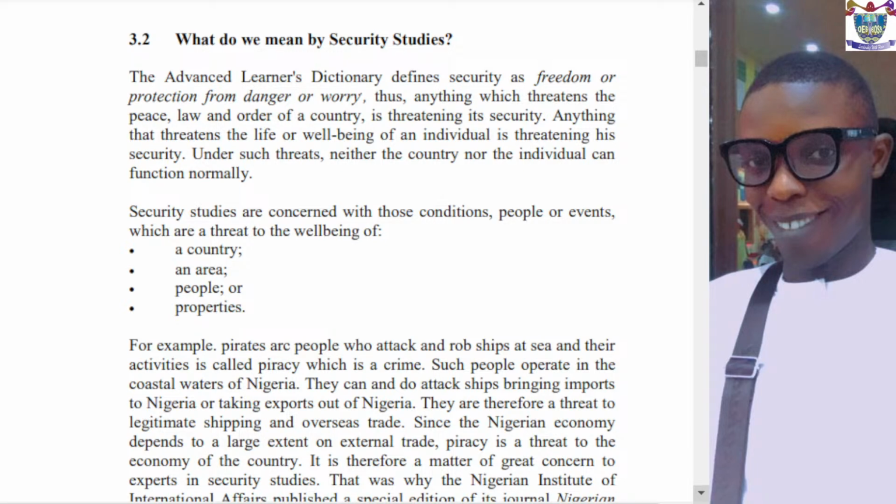The Advanced Learner's Dictionary defines security as freedom or protection from danger or worries. Thus, anything which threatens the peace, law, and order of a country is threatening its security. Anything that threatens the life or well-being of an individual is threatening its security. So when there is nothing threatening your peace, law, and order as a country, then you can be said to have security.